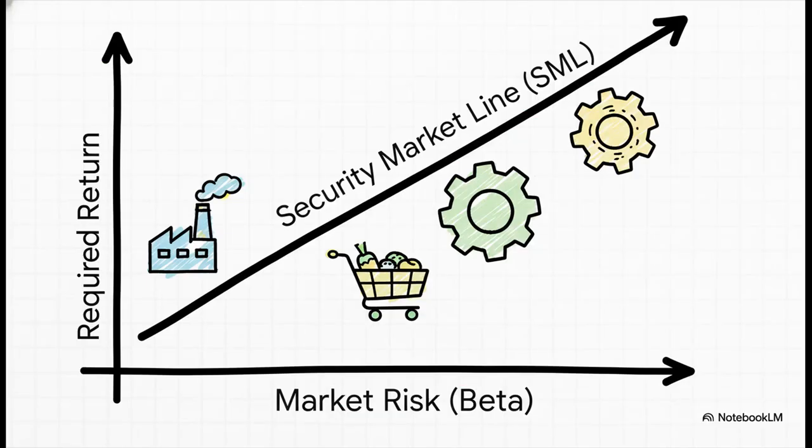Now, if you were to plot the required return for every possible beta on a graph, you'd get a perfectly straight line. And this line has a name. It's called the security market line, or SML. You can think of it quite literally as a picture that shows you the price of market risk. In a perfectly efficient market, every single stock and every investment should sit right on this line.